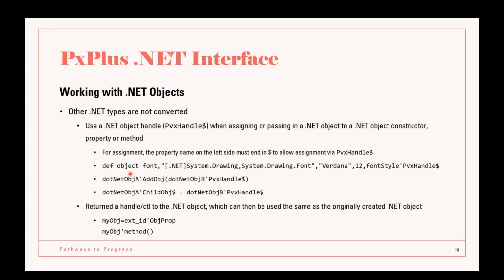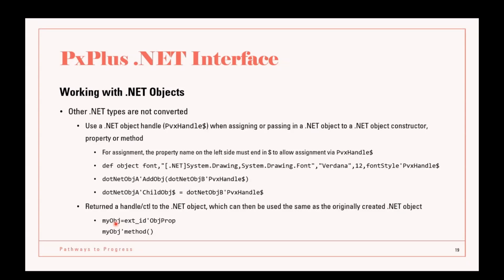Now, if you are dealing with something that is not one of those types we just talked about, strings, numbers, or booleans, it is going to be kept as an object. So that means if you were reading the value of a property and it is not one of those types, you are going to get back into PxPlus a handle for that object. And then we'll be able to work with that object just like any other PxPlus object.